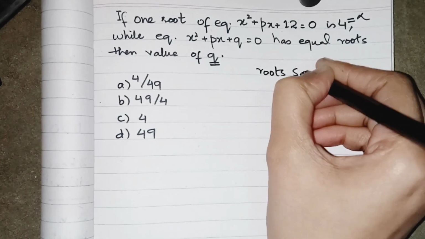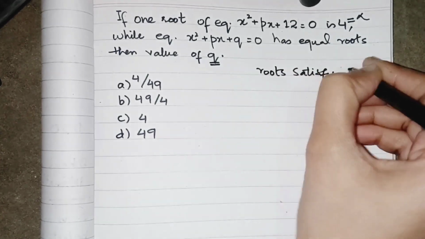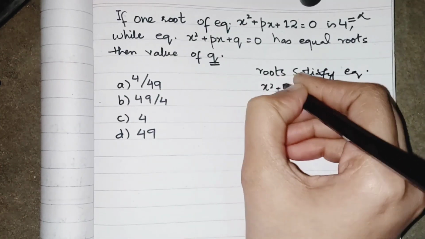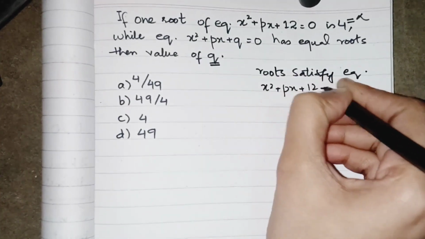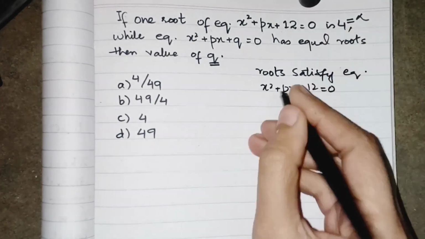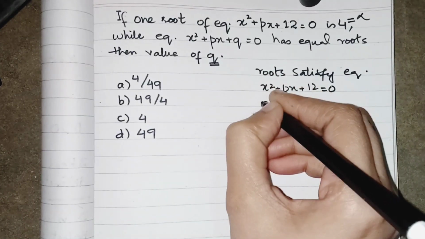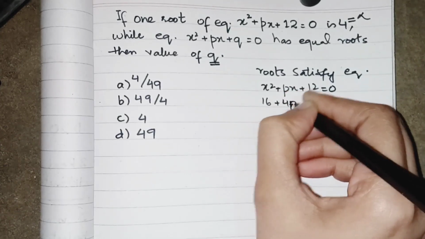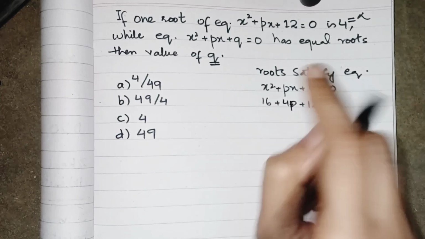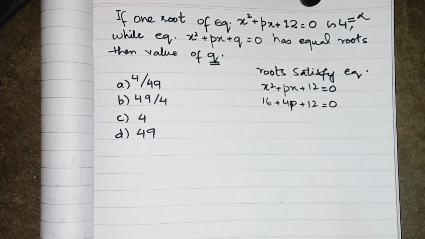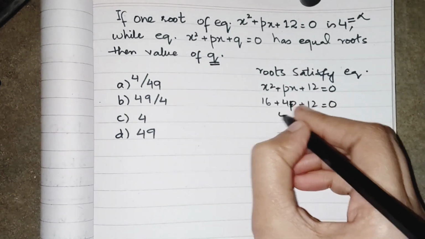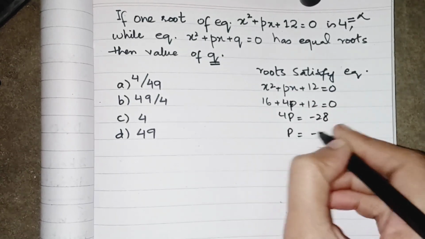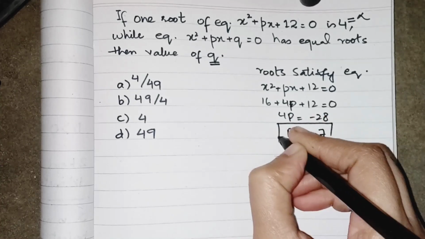Roots satisfy the equation. So we can say that x square plus bx plus 12 equals 0, where the root is 4, so the square of 4 will be 16 plus 4b plus 12 equals 0. 16 plus 12 will result as 28. 4b is equal to minus 28 and the value of b is minus 7.